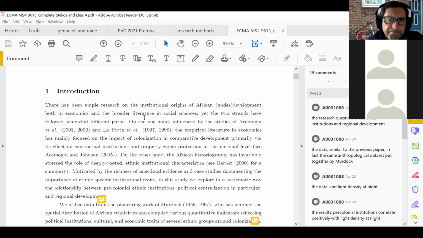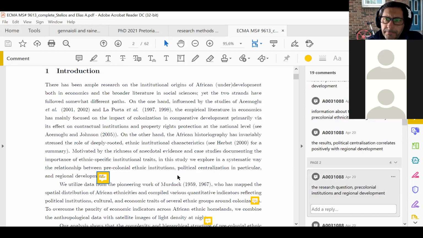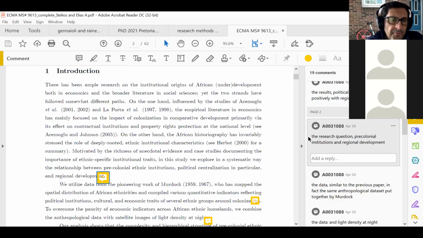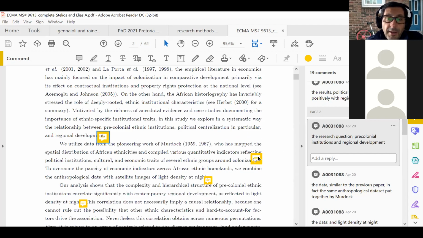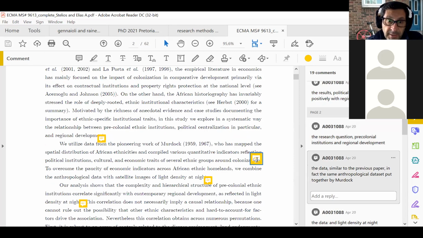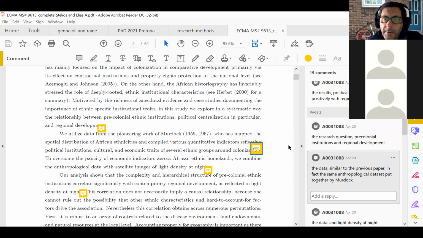Let's go to the introduction. First paragraph there, research question: pre-colonial institutions and regional development. Second paragraph is the data. These guys are Greeks. They go very much to the point very early on. The data, similar to the previous paper, in fact, is the same anthropological data set put together by Murdoch.